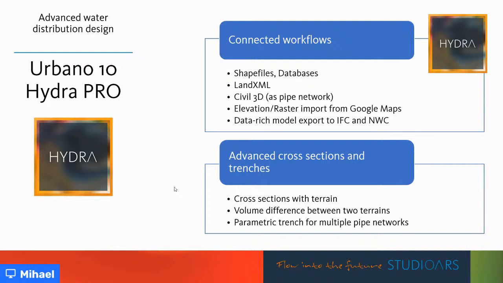These cross sections display additional features, like road edges, train lines, and so on. And also, if you are going beyond the simple trench that is built for one pipe system, with the Pro version you can create a parametric trench that can include multiple pipe systems. So this is included in the Pro version.